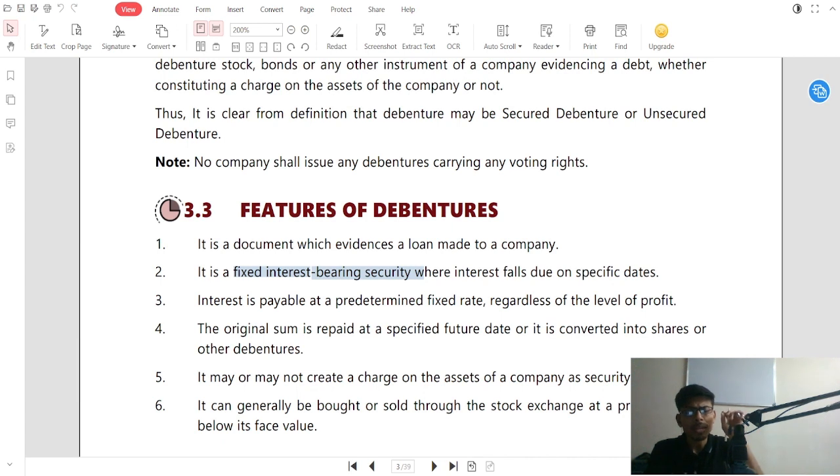So it's very clear that interest is payable at a predetermined fixed rate regardless of loss or profit. Next, the original sum is repaid at a specified future date or it is converted into shares or other debentures. You have to pay the debenture interest to them or you can convert the debenture into shares also, or any other debenture. It's quite possible. Like convertible debenture, we are going to understand the classification and types of debentures. There is one type of debenture called convertible, which means the debenture can be converted into equity shares, or an old debenture can be converted into a new debenture. That's all. Let's move ahead, guys.